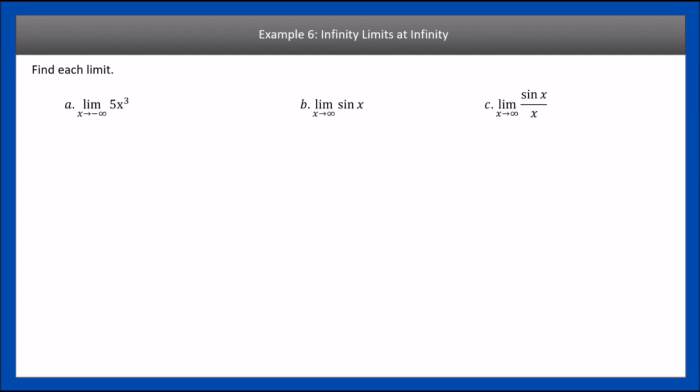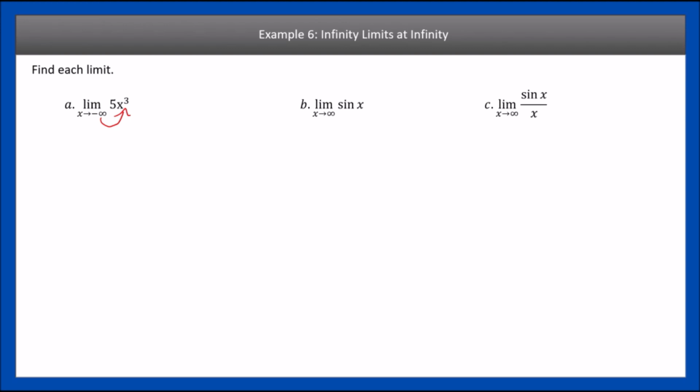All right, so let's look at an example where we have infinity limits at infinity. So these are limits at infinity that give us infinity or negative infinity. I know it's a mouthful, infinity limits at infinity. But if we look at the question here, this is just 5x to the third power, so just do a direct substitution. That's just a polynomial.